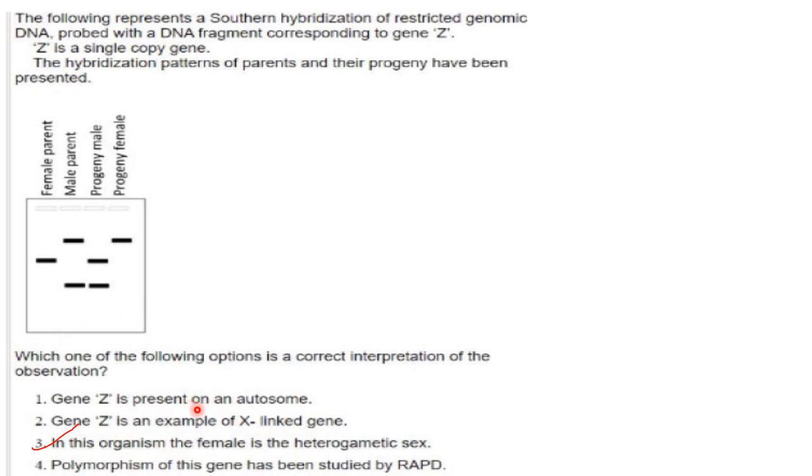Gene Z is present on an autosome. But here if you see, the male parent and the male progeny are showing 2 bands, and the female parent only a single band. So it is not present on an autosome, it is somewhere related to the sex chromosomes. Or gene Z is an example of an X-linked gene. We cannot say that from the data given here.